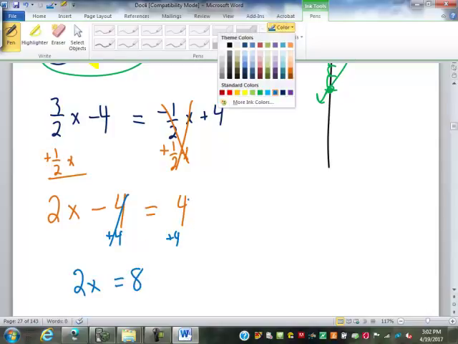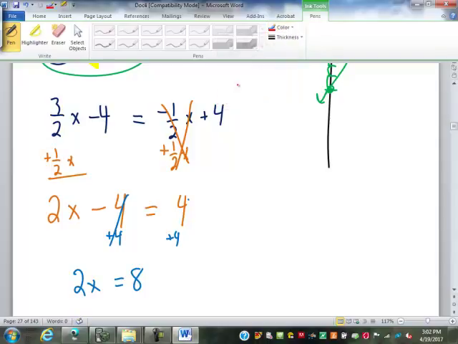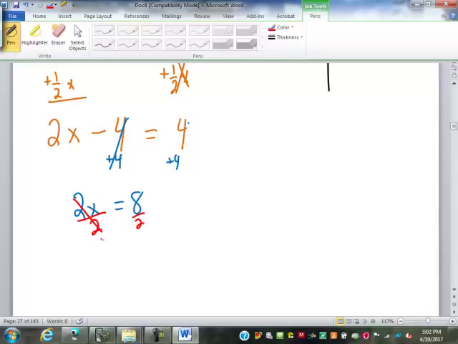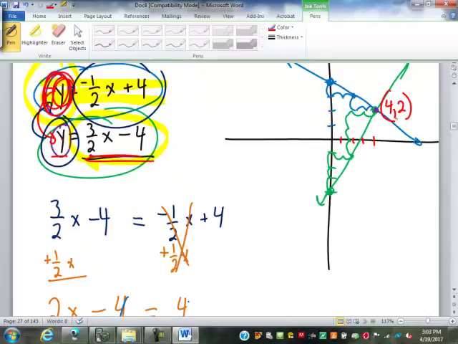And then we divide by 2. You got it. X equals 4. Which is what we had over here. X is 4. So we have x equals 4 at this point. We still need to find y.